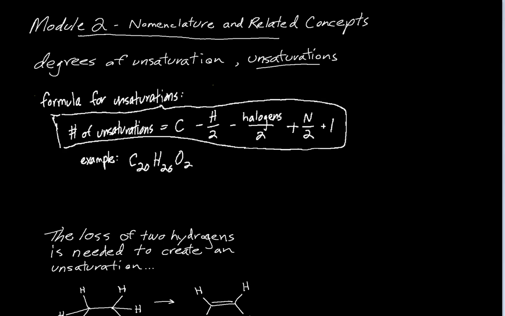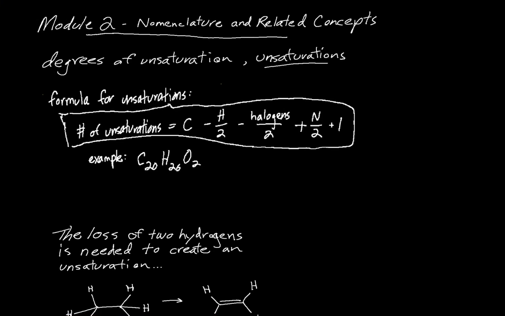This is video 2 in module 2 on nomenclature and related concepts. Some of the related concepts really go back to analyzing structures of organic molecules. So we start here with degrees of unsaturation, or unsaturations. What this refers to is typically rings, molecules that are in the form of rings, or double or triple bonds.